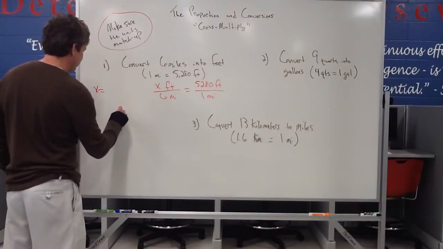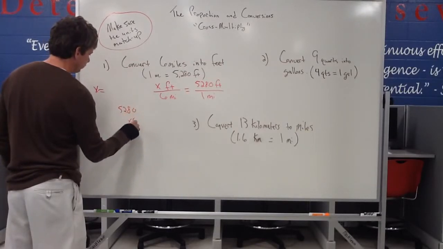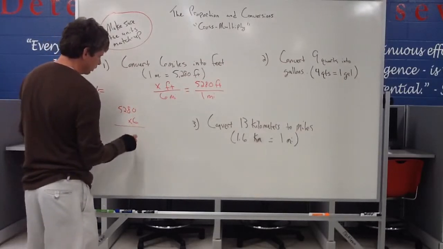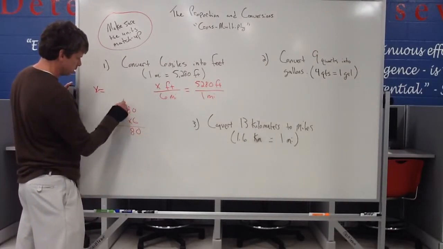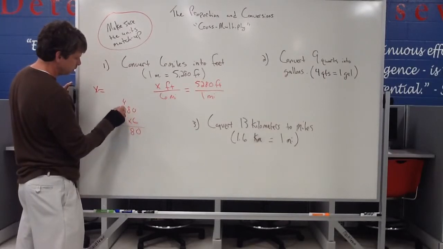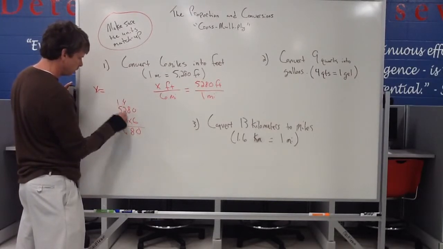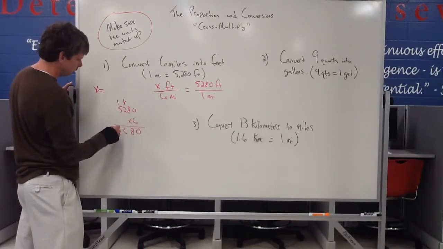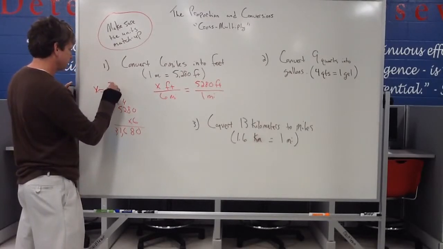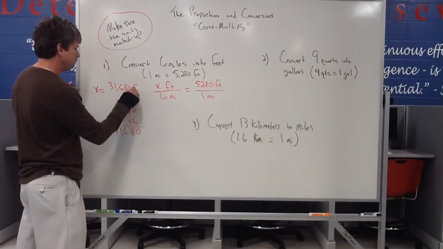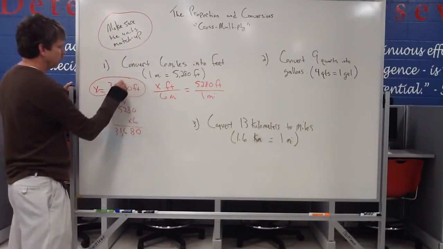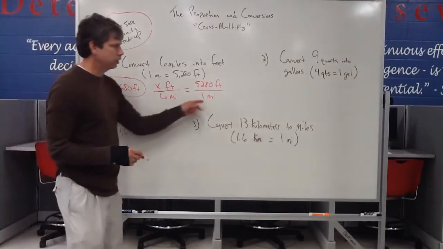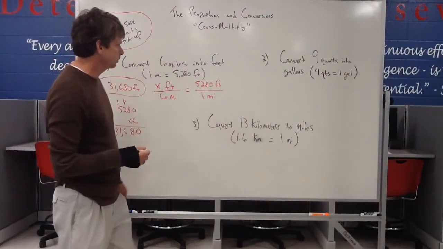5,280 times 6, I can do that math, not too bad. 6 times 0 is 0, 6 times 8, 48, carry my 4. 6 times 2 is 12, plus the 4 makes 16, carry my 1. 6 times 5 is 30, plus my 1 is 31. So I end up with 31,680 feet. So 6 miles would have 31,680 feet in that. So notice how proportion can be used to get us to that answer.